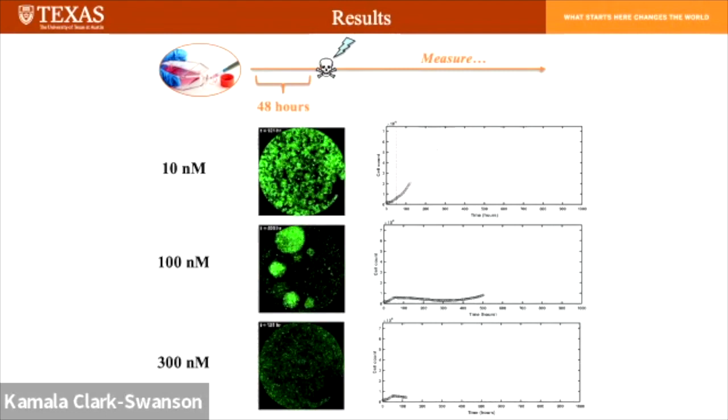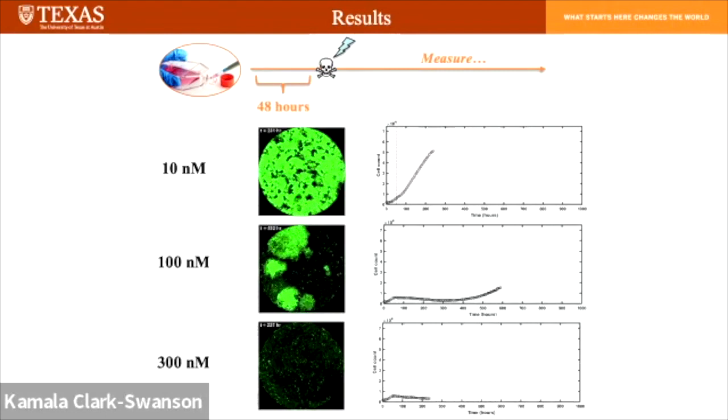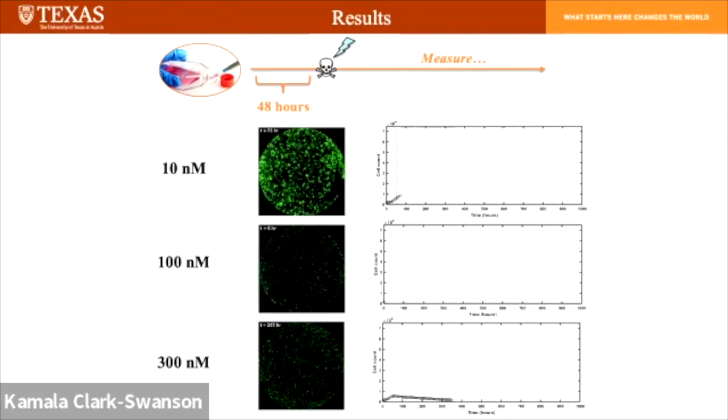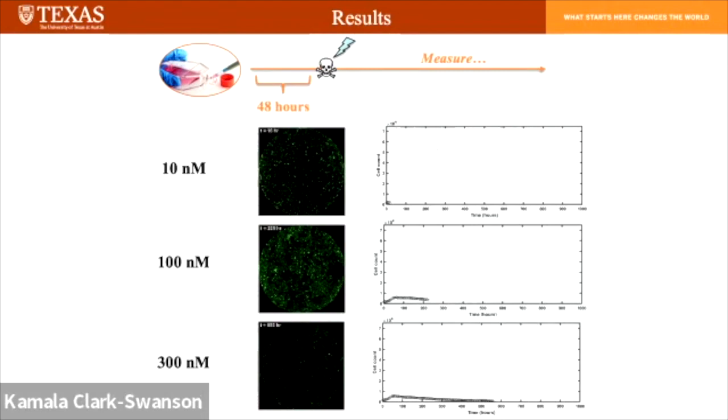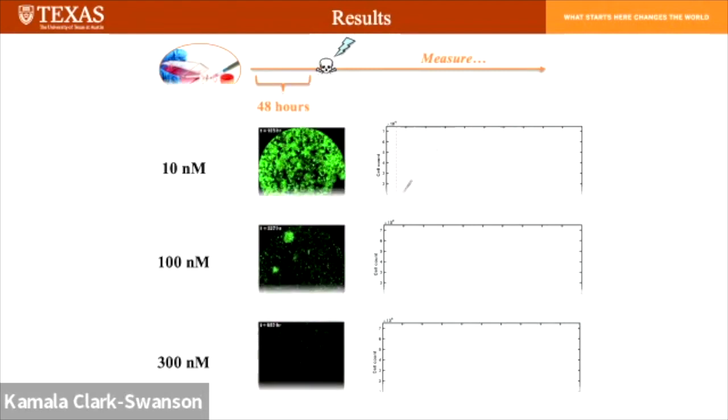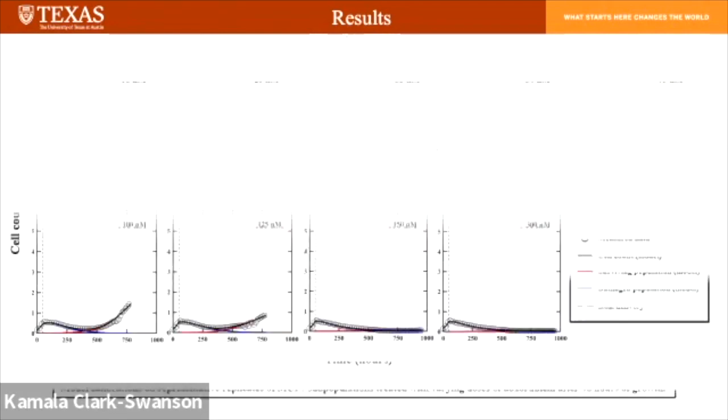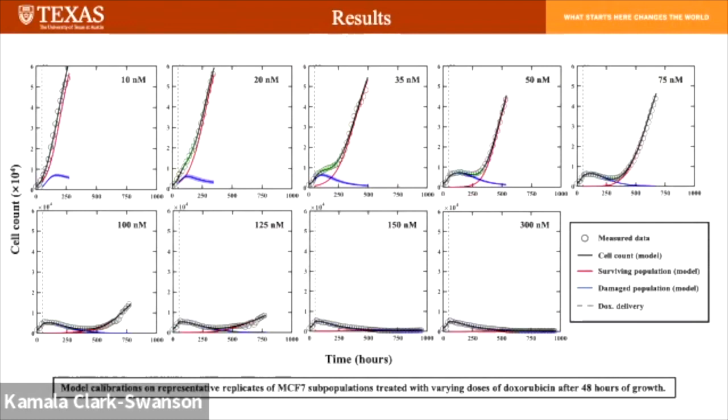So now we can take those cell count time courses and those cell density maps that I told you about a second ago, and the model, and we can calibrate all of that. This is basically what you get: 9 concentrations from 10 nanomolar to 300. I'm showing you one representative replicate per concentration. And as you can see, the model is fitting just fine, no issue here.